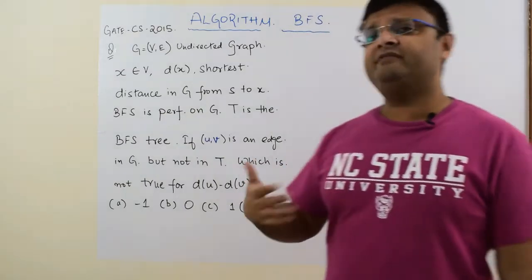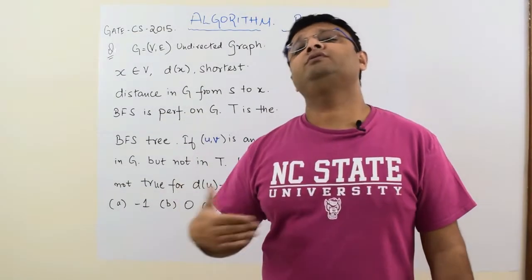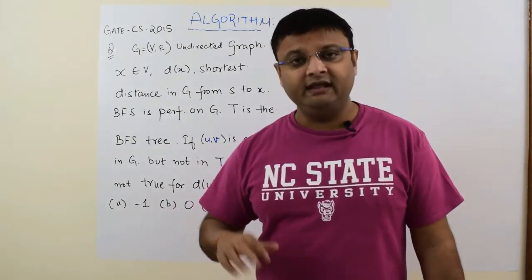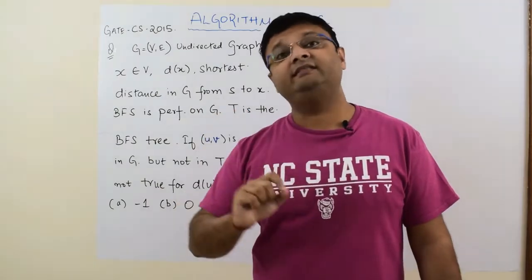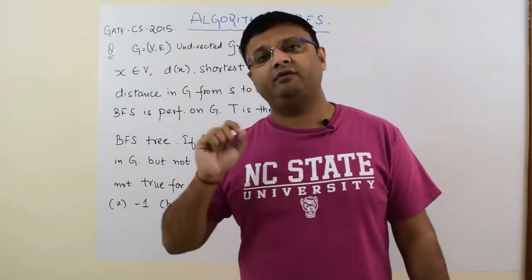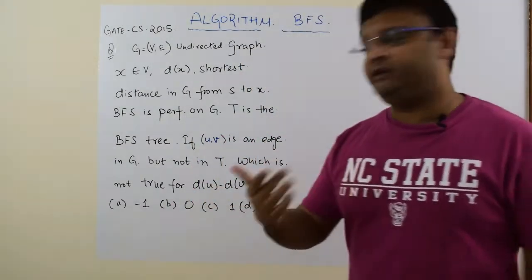So what are the BFS and DFS trees? These are the graphs which are obtained once you run the BFS or DFS algorithm on the mother graph, right? And these are trees, right? So what do we mean by tree? That there are no loops in them. So in a BFS tree or a DFS tree, there would be no loop. It would be a loop-free graph, right?